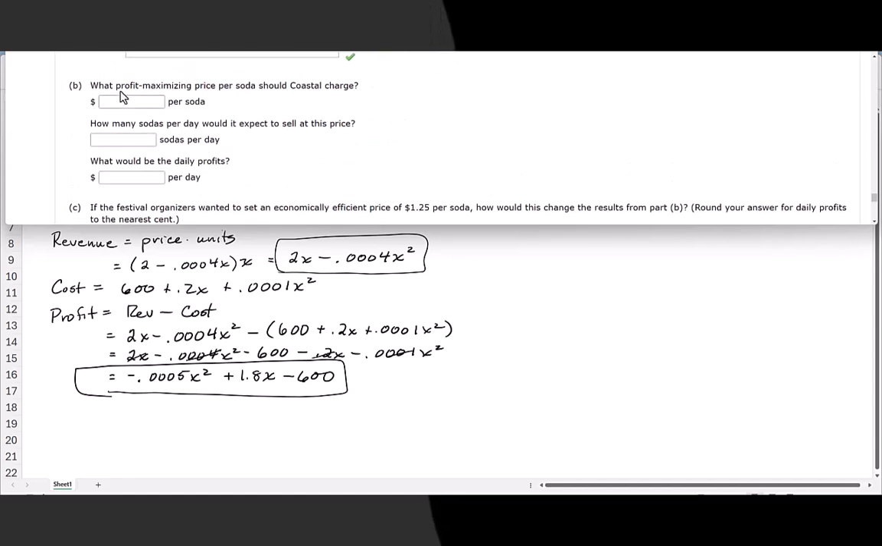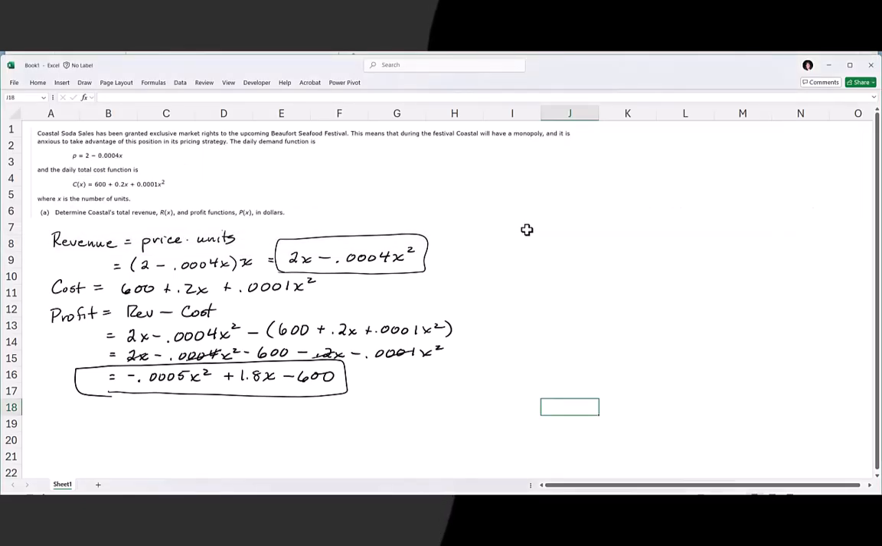Okay, now, what is the profit maximizing price per soda? So I want to maximize the profit. So let me go into Excel and set up some columns. We'll have X be the units. And then I have a price function. Let me just start with 100. Price is 2 take away 0.0004 times the number of units. And then from that we can make the revenue, price times units.